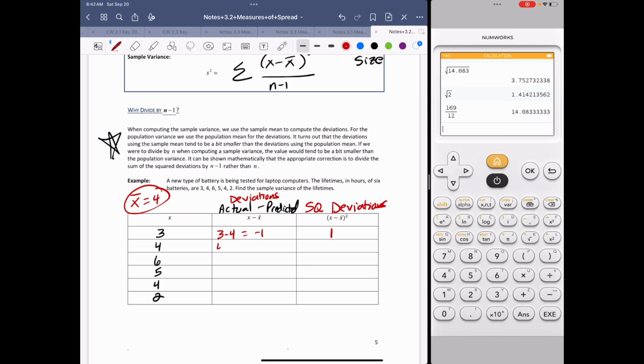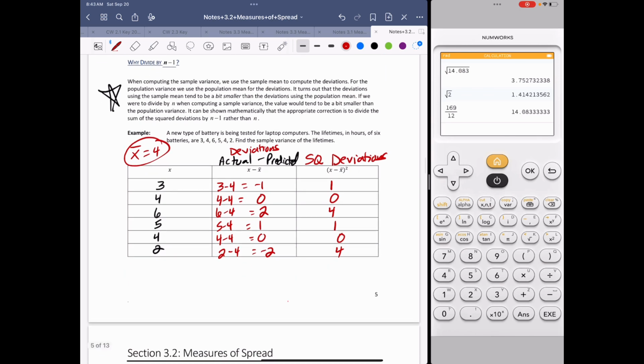The next one is 4 minus 4, 0. Squared is 0. 6 minus 4 lasted longer than I thought, 2 hours more. 2 squared is 4. 5 minus 4 is 1. 1 squared is 1. 4 minus 4 is 0. 0 squared is 0. And 2 minus 4 is -2. Squared is 4.